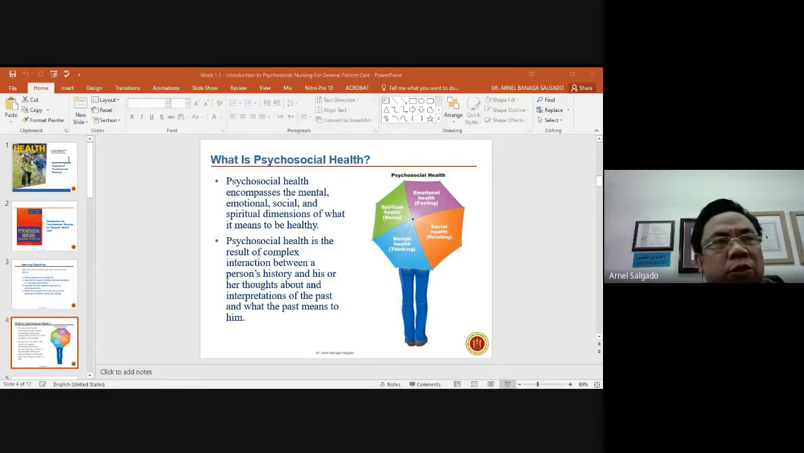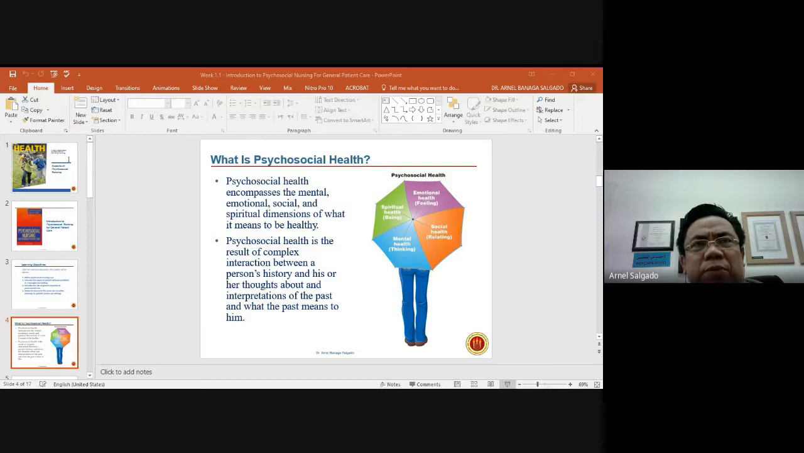A person may feel good about themselves. Definitely. As if there is no problem. As if everything is under control. You have a very good self-esteem. You have a very good self-worth. You have a very good relationship with other people. You are one with your God. You have a very beautiful experience with God. Okay? That is the thing.